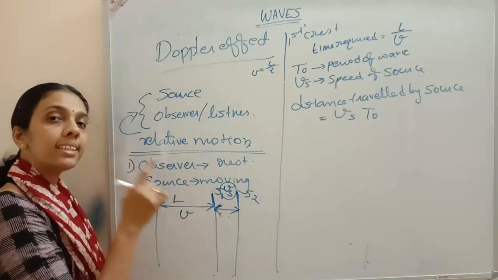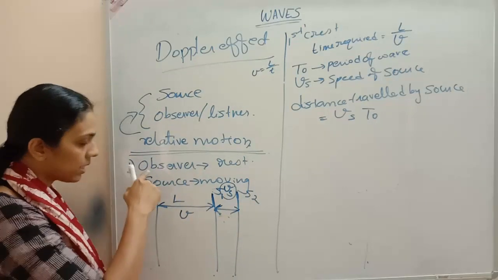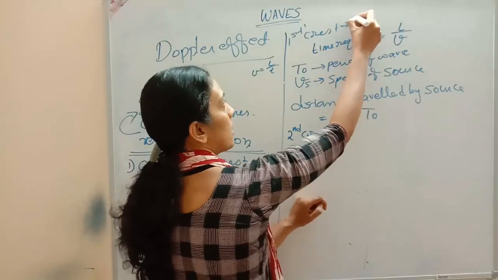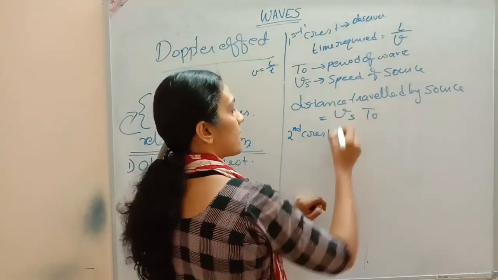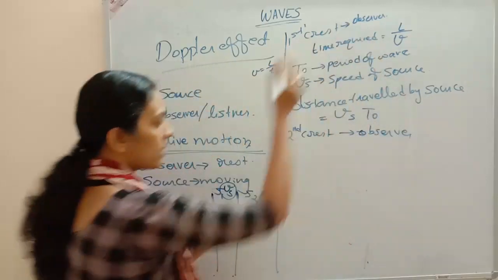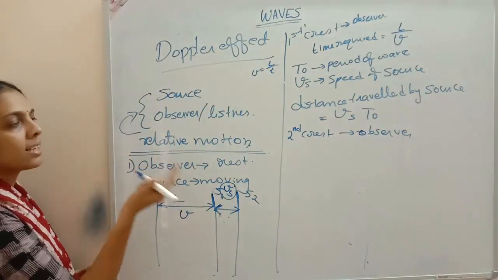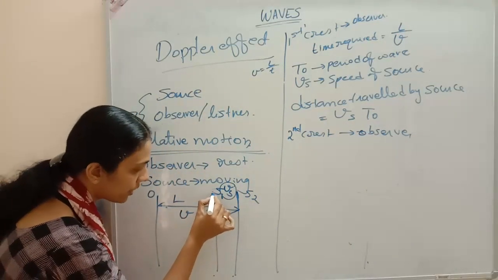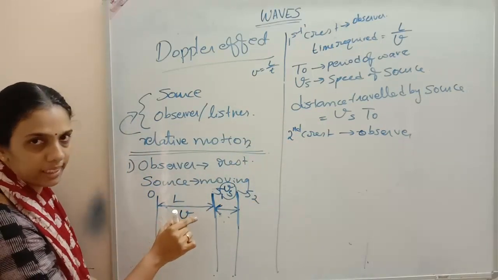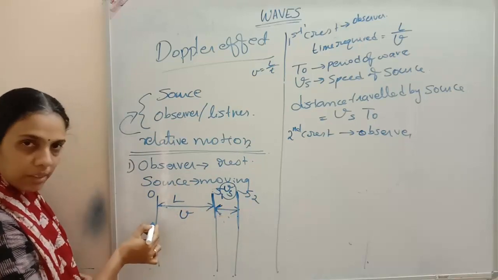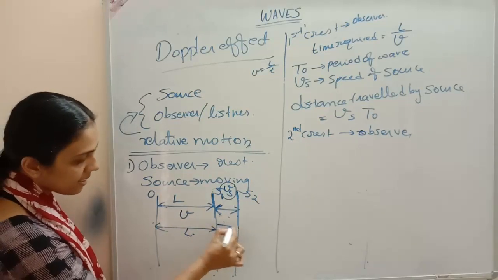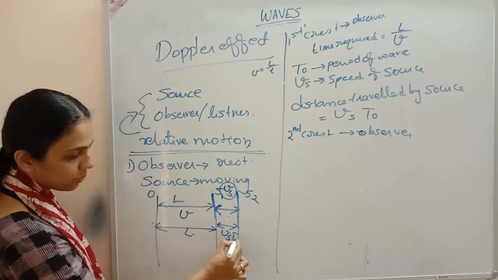Now the second crest, when will it reach the observer? This is the first crest to the observer, and we need the time required for the second crest to reach the observer. The first crest will reach by L by V. The second crest should travel from here to here. For that, how long will it take? T0 time it will take. Isn't it? From there, it will travel this much distance. This distance is L. This distance is Vs into T0.